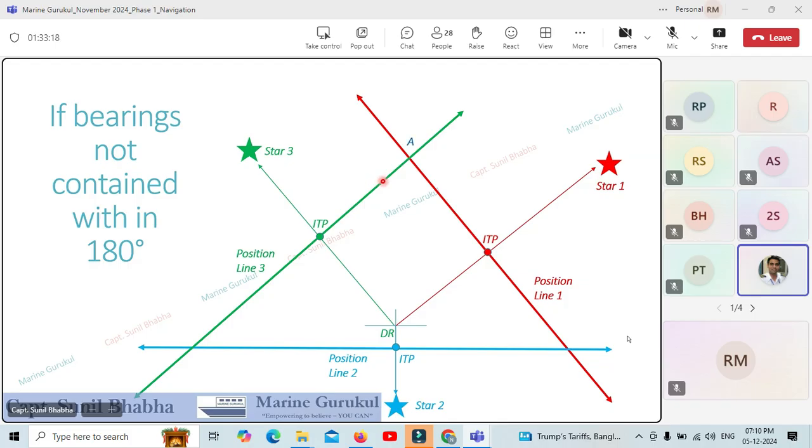Now for resolution of the cocked hat, you see this triangle which is being formed has 3 vertices. Let's name the topmost vertex as A.